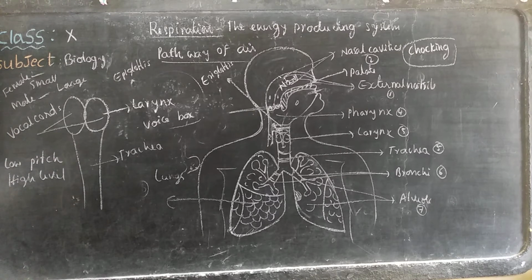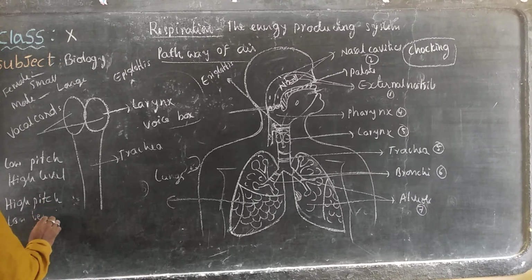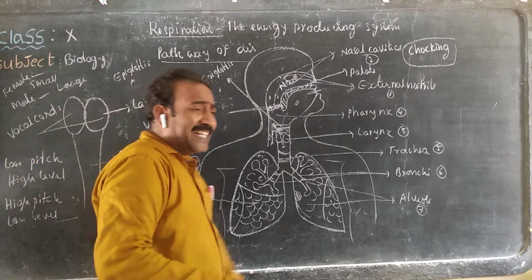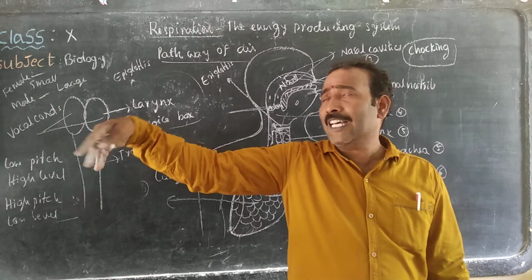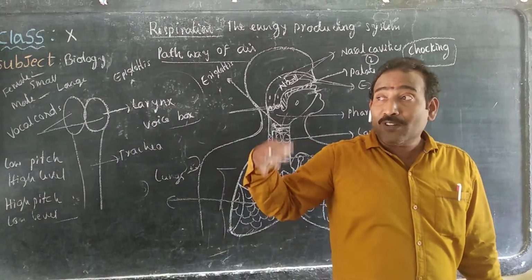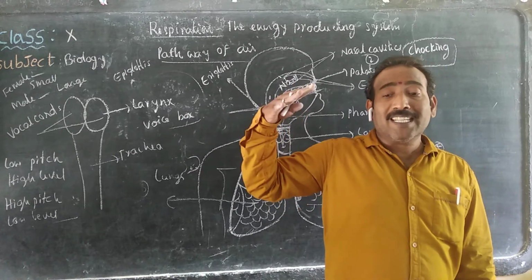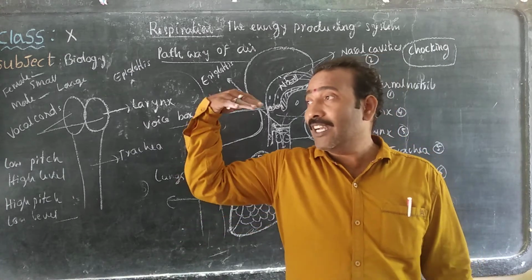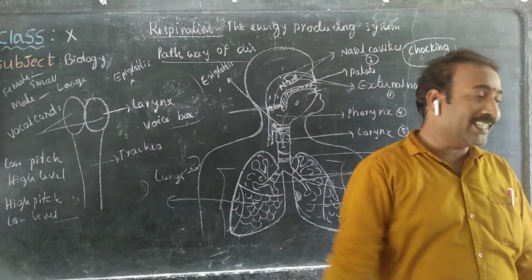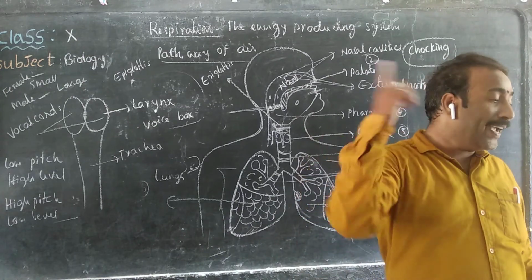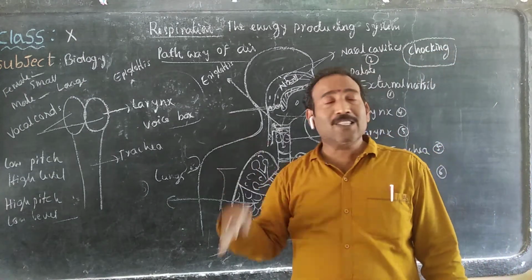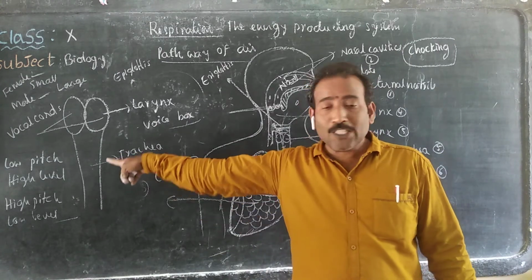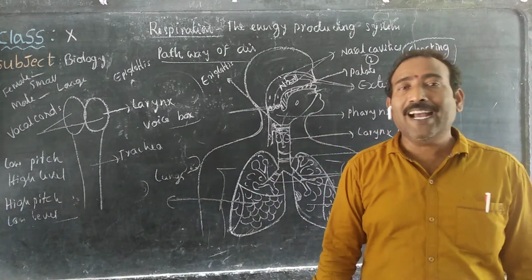But female human beings produce the sounds with a high pitch and low level. That's why if one person is speaking in school premises or your house premises, even without seeing that person, we are able to find whether that person is male or female. If one person is shouting in front of your house, you are able to identify whether the person is male or female by hearing the sounds, because the sounds produced by male and female human beings are different.